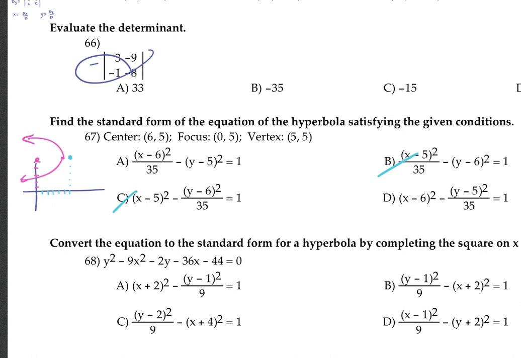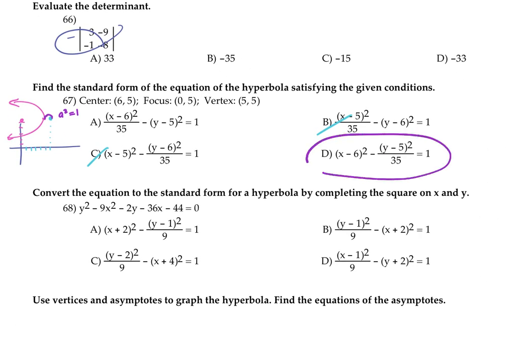And the distance from the center to the vertex is 1, which means a squared is 1. A always comes first, which means I can already narrow it down to D. The C is the distance from the center to the focus, which is 6. So if I wanted to find B, it would be C squared equals A squared plus B squared. 36 would equal 1 plus B squared, and B squared would be 35. But again, answer choices already help you from the get-go.